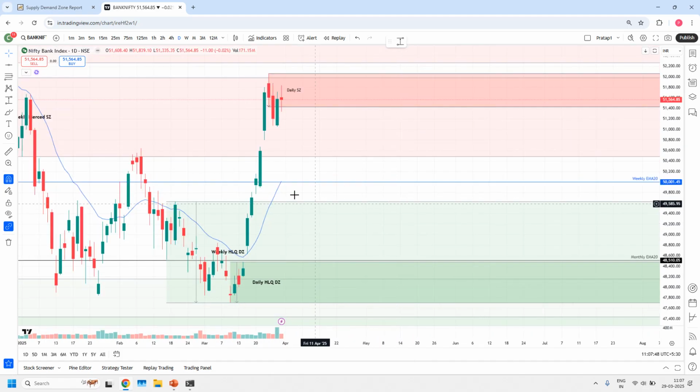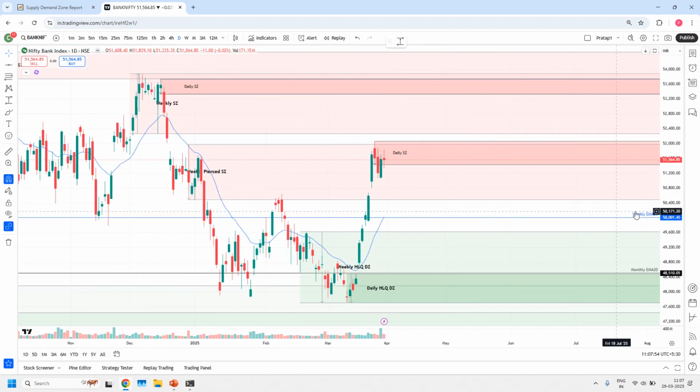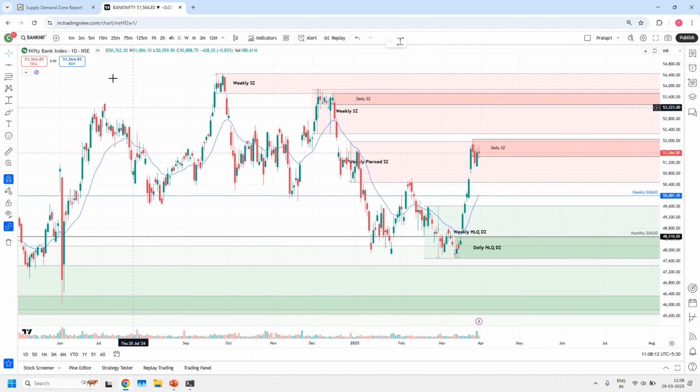And also, did you observe? This daily EMA is also at the weekly EMA. Daily and weekly EMAs are the same now. See, exactly here only we have the weekly EMA. Interesting, right? Okay. So this is the daily time frame. We have drawn the zones.